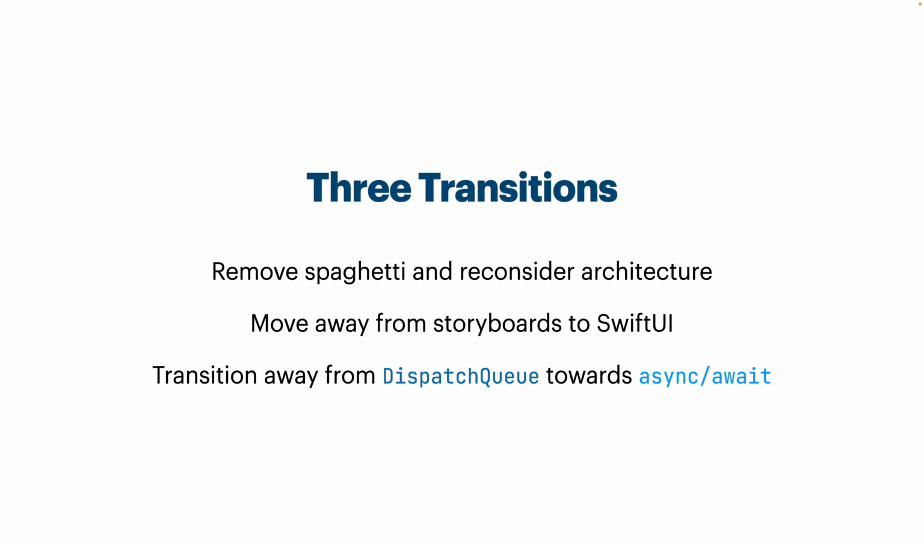Since then, the app has grown in scope significantly, and there's a bunch of stuff that is just hard-linked that I consider spaghetti code that needs to be fixed. We have a bunch of God objects, we have a bunch of singletons, all things that need to be fixed. The second item is moving away from storyboards to SwiftUI.